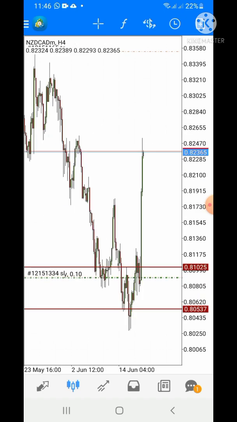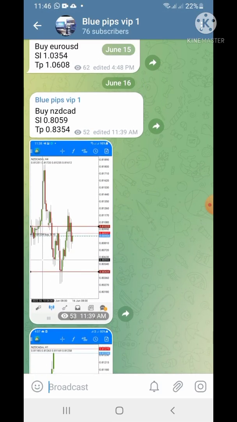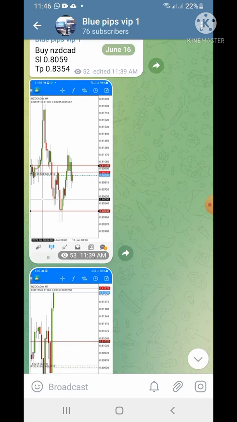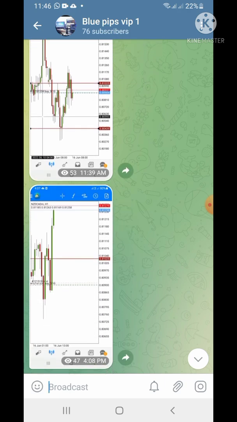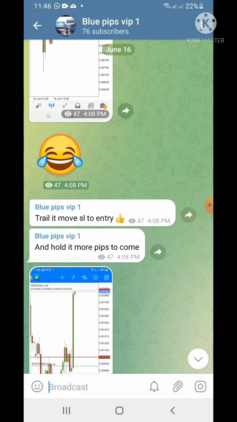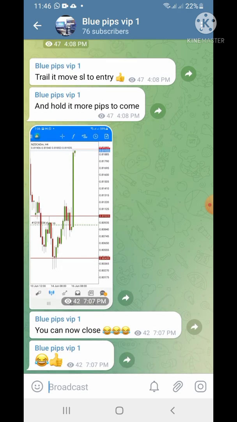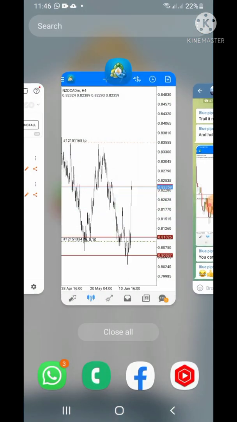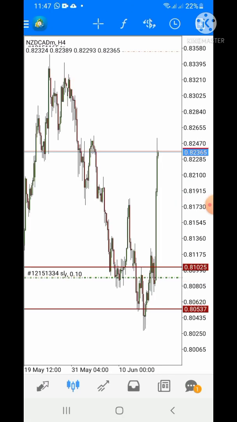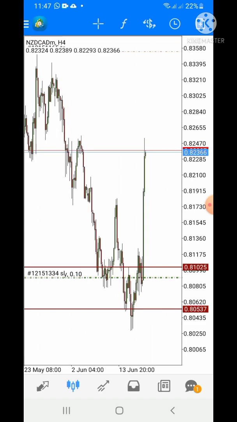The first thing that you have to know is that I gave this trade, and look at this, buy NZD card. The stop loss was there. You could see we started moving in small profits, like 30 pips, and I said trail it, move SL to entry and hold it, more pips to come. Let me explain why I also said hold it. Remember, one thing which is very important is that trading is patience. If you're not patient in trading, then you will give up some of the pips to the market which you were supposed to get.